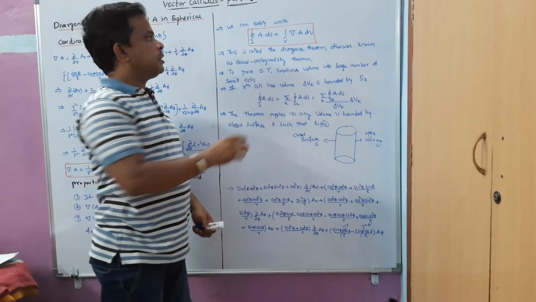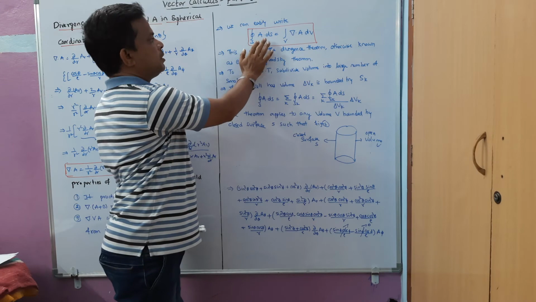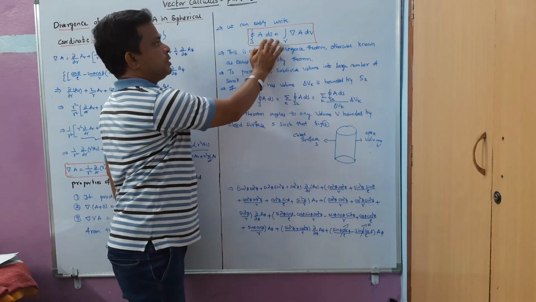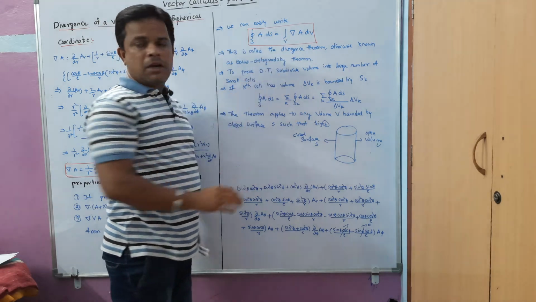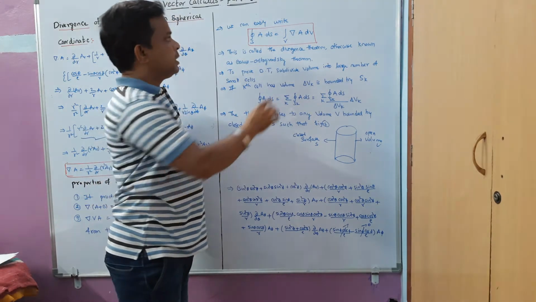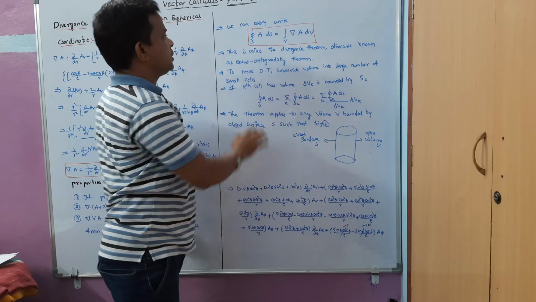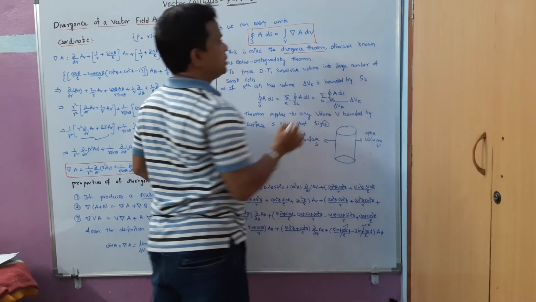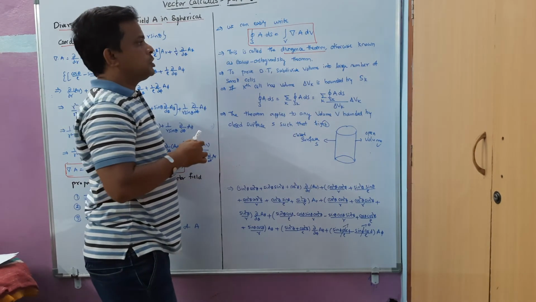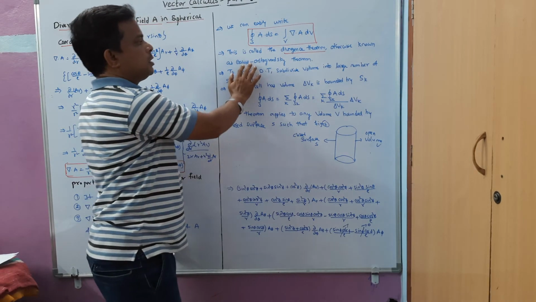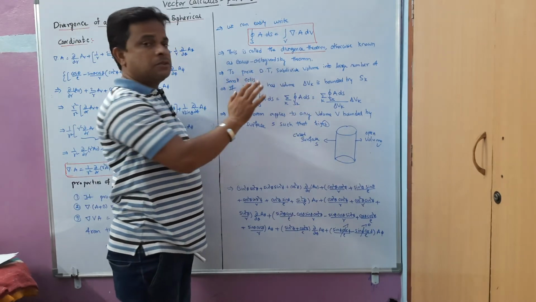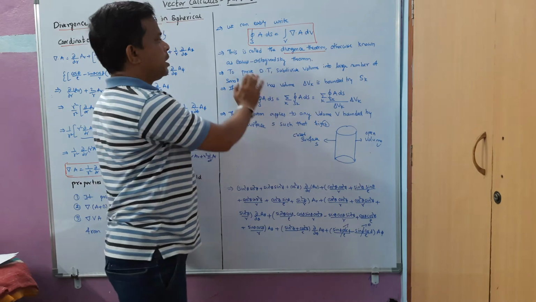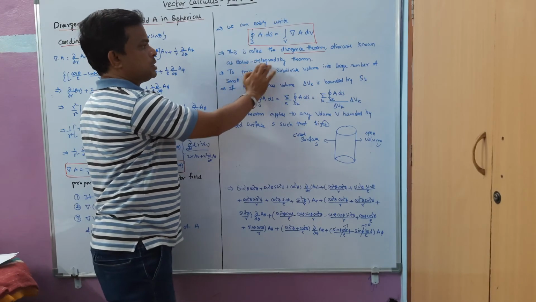The meaning of this equation is that the closed surface integral of A dot ds is equal to the open volume integral of del dot A into dv. This is called the divergence theorem. It is very important. It is also known as the Gauss-Ostrogradsky theorem. Gauss and Ostrogradsky worked together to derive this equation, so we are going to name it the Gauss-Ostrogradsky theorem.